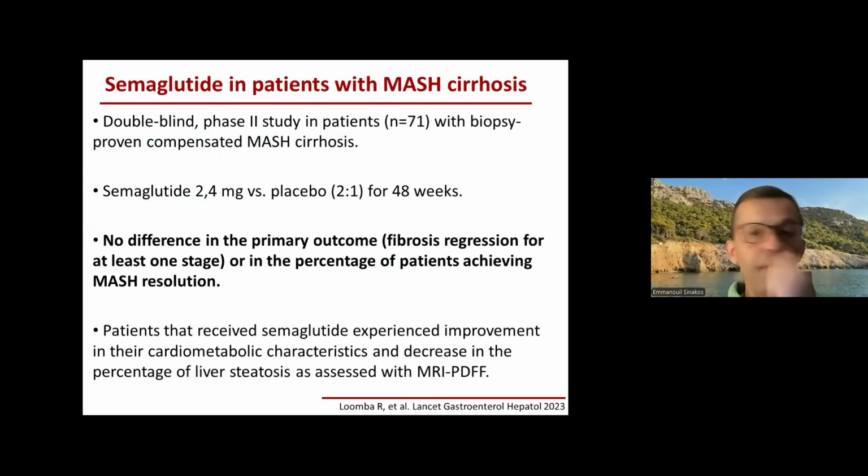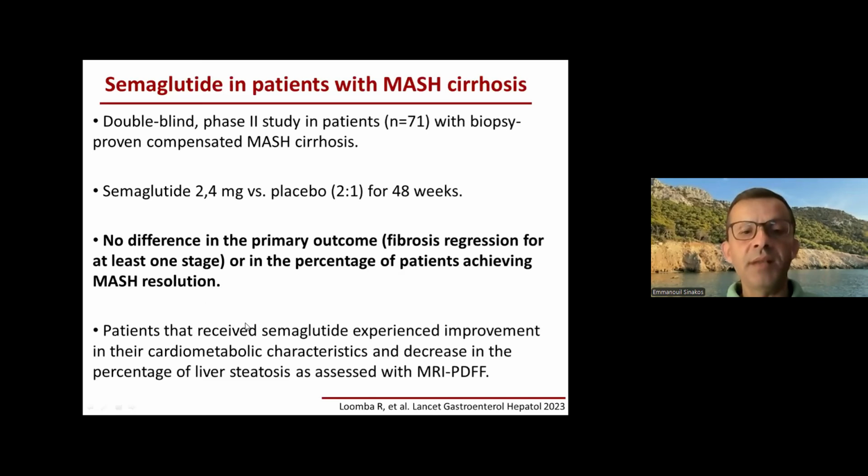We have another interesting study for the use of semaglutide in patients with NASH cirrhosis, published last year in Lancet Gastroenterology and Hepatology. Again, the pattern is pretty much the same. This was a double-blind phase 2 study, with a smaller sample of 71 patients. I will try to remember that this is a cirrhosis study. Again, the dose 2.4 milligrams versus placebo for 48 weeks. No difference in the primary outcome for cirrhosis patients. It's very important for fibrosis to be regressed, and this was not achieved in this study.